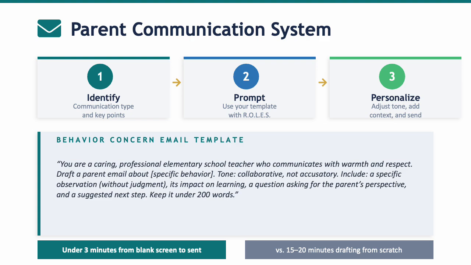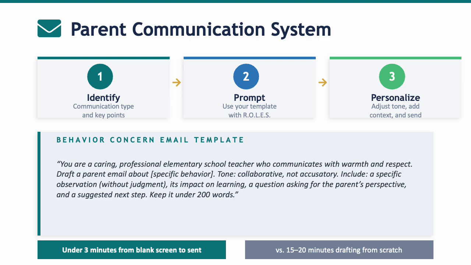Let me show you a template prompt for a behavior concern email. Here's an example. You are a caring professional elementary school teacher who communicates with warmth and respect. We are setting the persona, and we're following the roles format that we talked about in the previous module. Next, draft a parent email about, here you would include the specific behavior, and you can and should use an anonymized description. The tone should be collaborative, not accusatory.